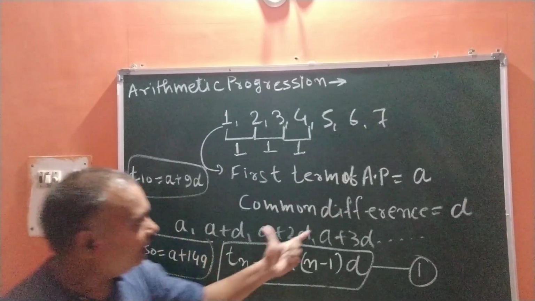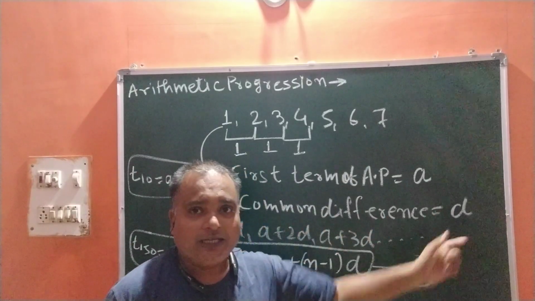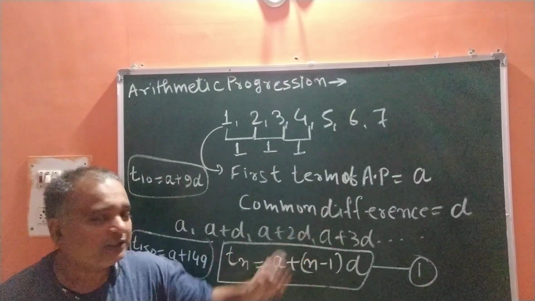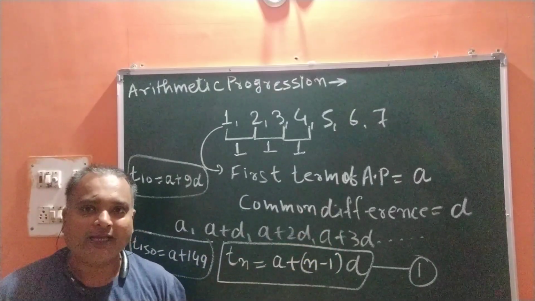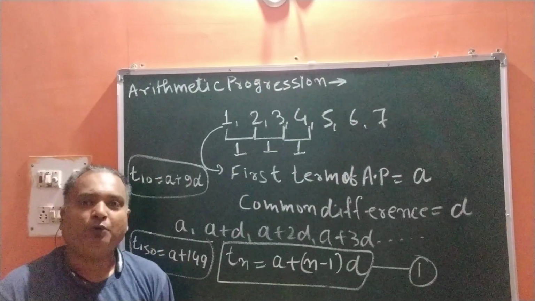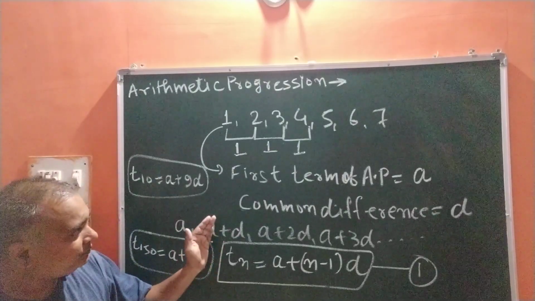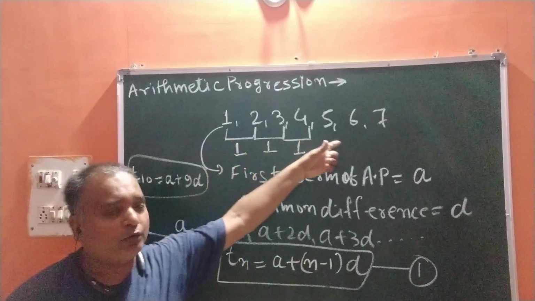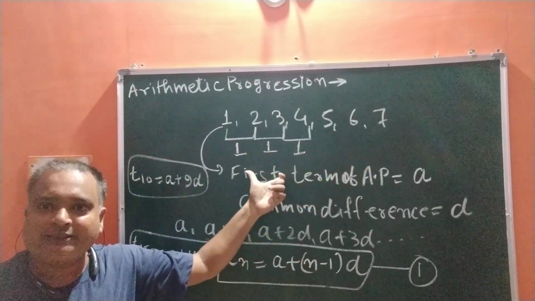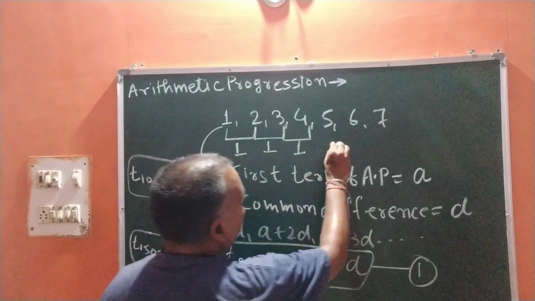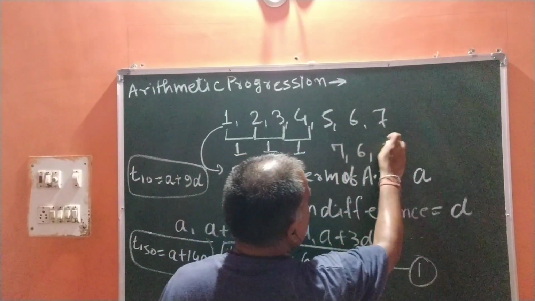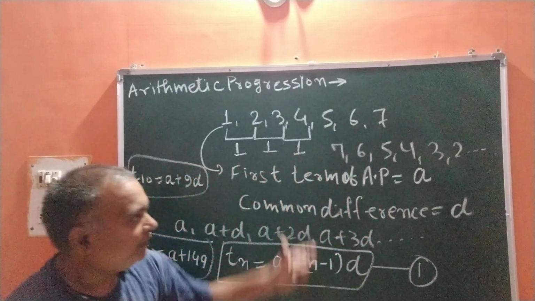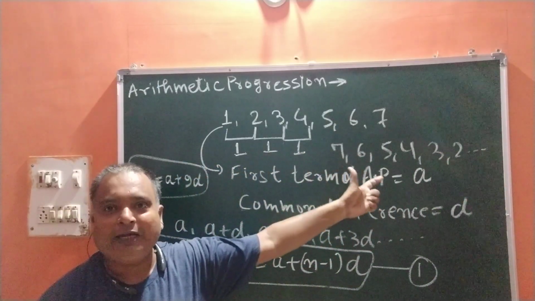Now, the common difference d may be positive or it may be negative. I repeat, the common difference may be positive and it may be negative. If the common difference is positive, then the values of the AP will increase, like 1, 2, 3, 4, 5, 6, 7, because the common difference is 1. If I write like this, 7, 6, 5, 4, 3, 2, and so on. Clear? Here the AP continues, but the values decrease.